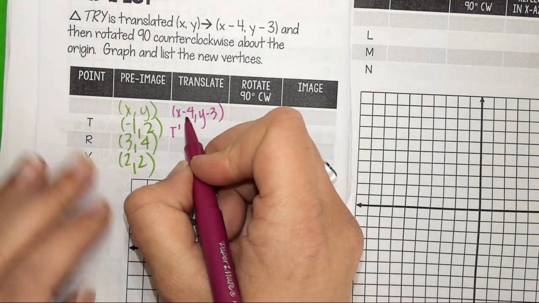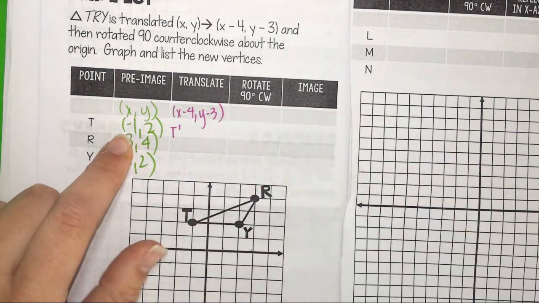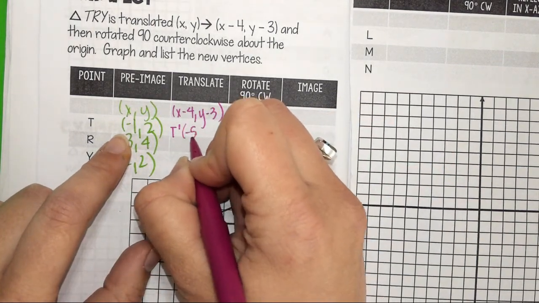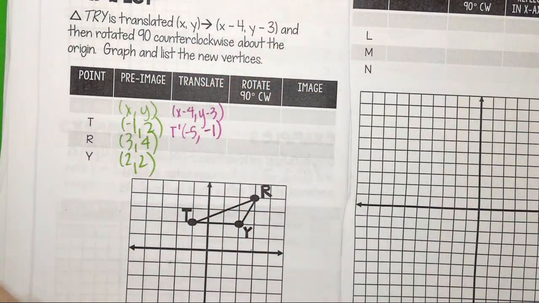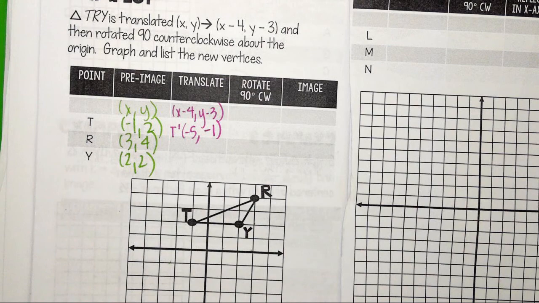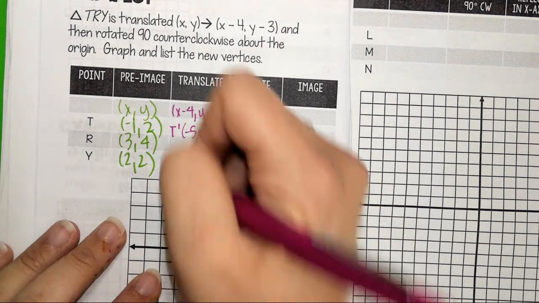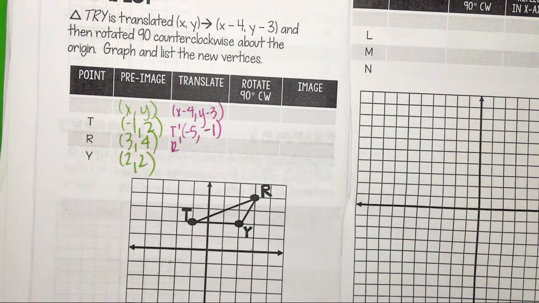Okay, so now we're going to subtract 4 from the X. So what's -1 minus 4? -5. And then what's 2 minus 3? -1. Does everybody see how we got those numbers? Yes. All right, so for R prime, can you guys go ahead and do R prime and then we'll say it together in just a minute?